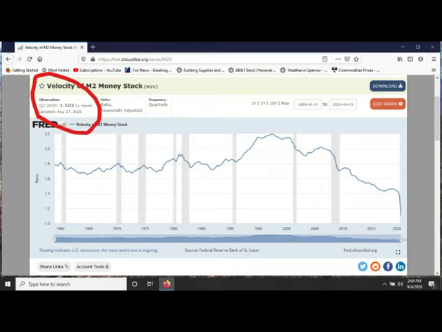A velocity of 1, you work for somebody, you get your money. Where does it go? Nowhere. Nobody's doing business. And that's a really bad sign for the economy. The velocity should be way up here, way up, 2, 3, 4 times, even 5 times. And that's the sign of a flourishing economy. What we're seeing here is a sign of a very lackluster economy.